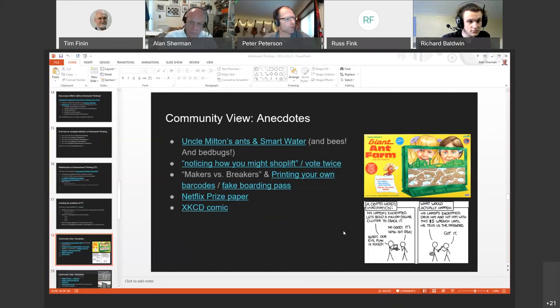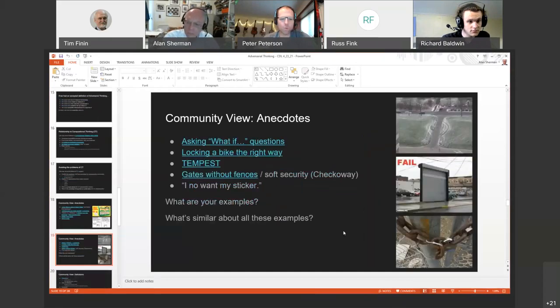Other people talk about asking what if questions. What if this happened? What if that wasn't true? What if this constraint didn't hold? Another example that we all learned about, hopefully not the hard way, is locking a bike the right way, right?